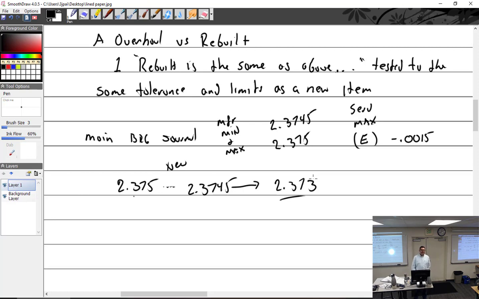All right, except I want to be careful how I say that. The mains are one thing, the rods are something different. So you could say the mains are all new and the rods are all out of limits, and we can deal with that.